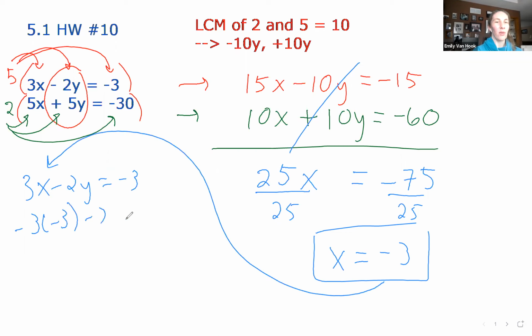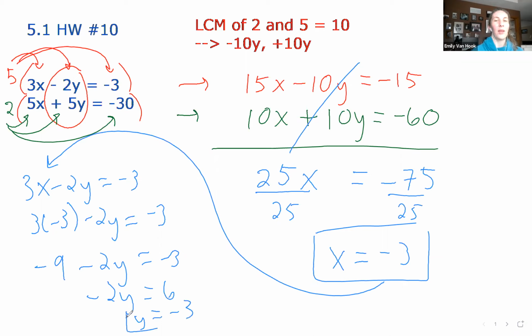So 3 times negative 3, minus 2y, equals negative 3. Oh my gosh, so many mistakes here. Okay, 3x minus 2y equals negative 3. 3 times negative 3 is negative 9. Minus 2y equals negative 3. Now I'm going to add 9 to both sides. Negative 3 plus 9 is 6. Divide both sides by negative 2, and I'm getting negative 3. So it looks like our solution is negative 3, negative 3.